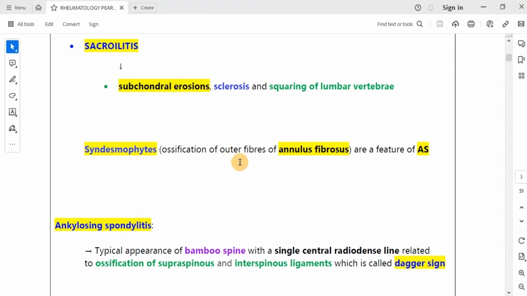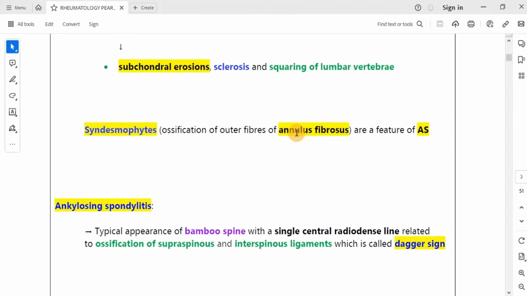Syndesmophytes, ossification of the outer fibers of the annulus fibrosus, are features of ankylosing spondylitis. So what is the annulus fibrosus?